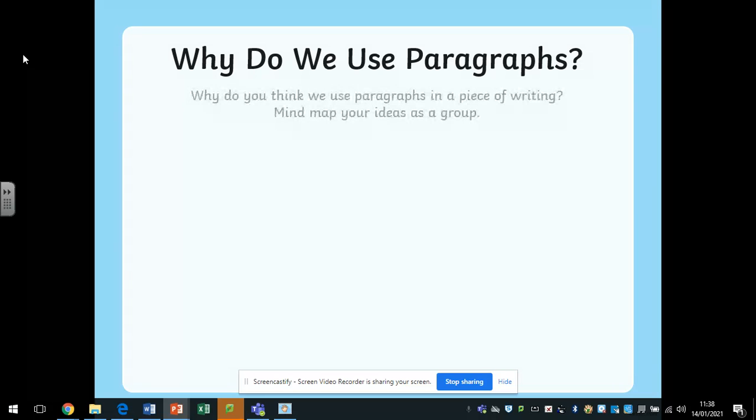So why do we use paragraphs? Well, I'll let you have a think about this one. Why do we use them within a piece of writing? Instead of mind mapping, just have a think.